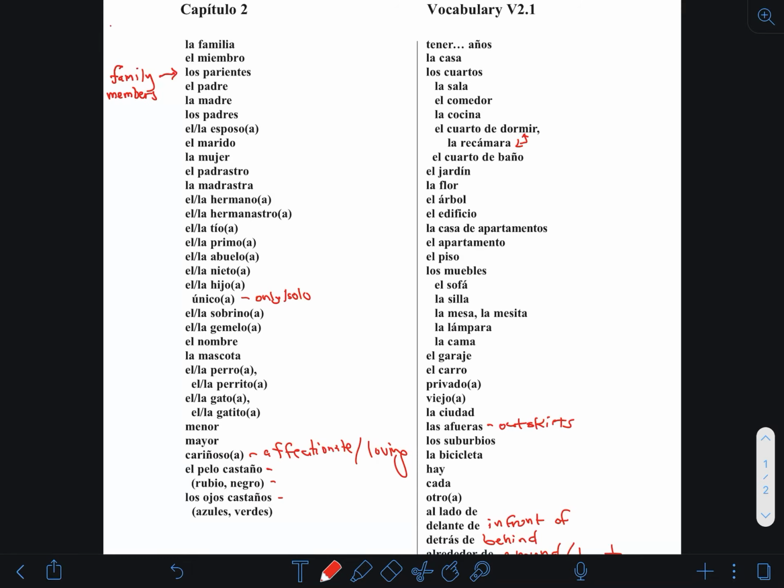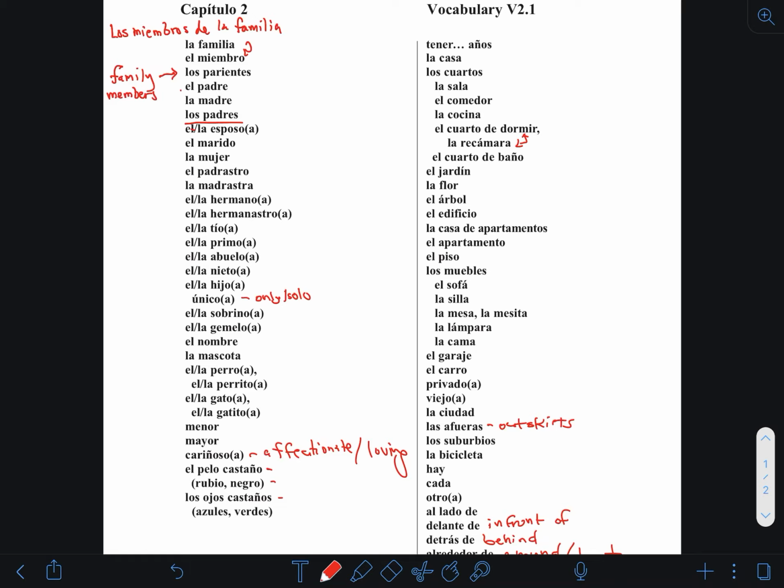But you could also say los miembros de. Okay, so that could also be family members as well. El padre is father, right? La madre, mother. Los padres is just the parents, plural.